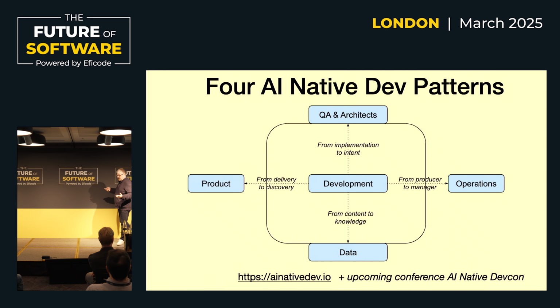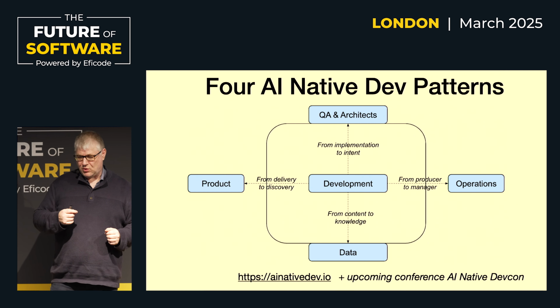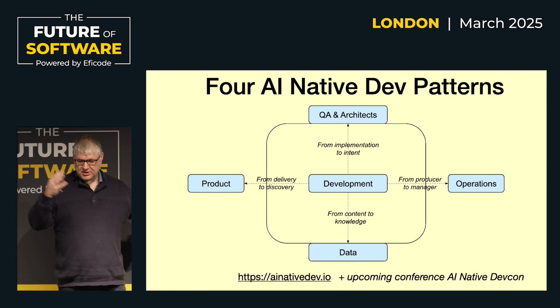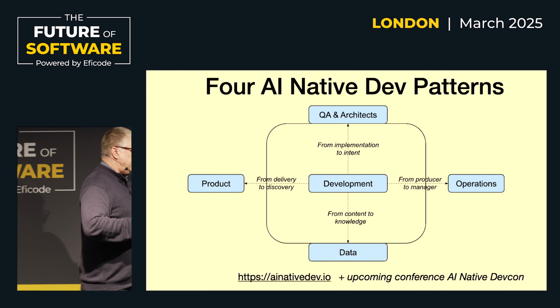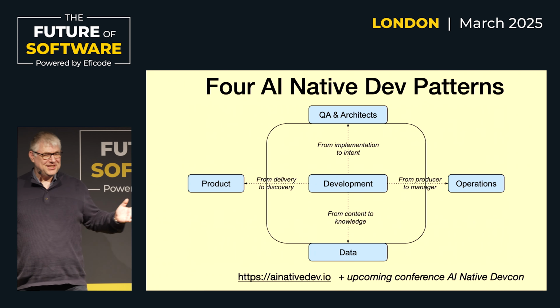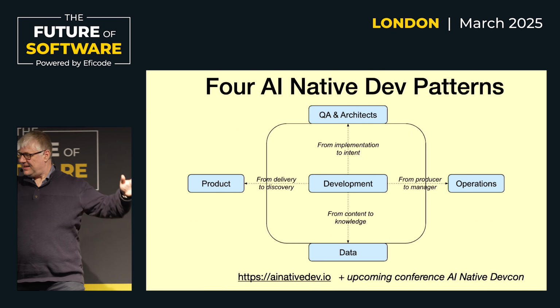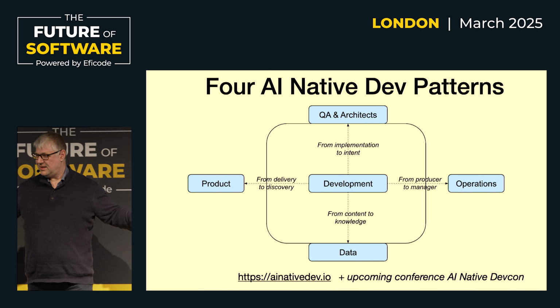So when I put up this diagram, the developer shifts a little bit to the QA and the architect, or understands a little bit more about operations, knowledge or product. Now, good engineers already do this. They care a little bit more about all the pieces.